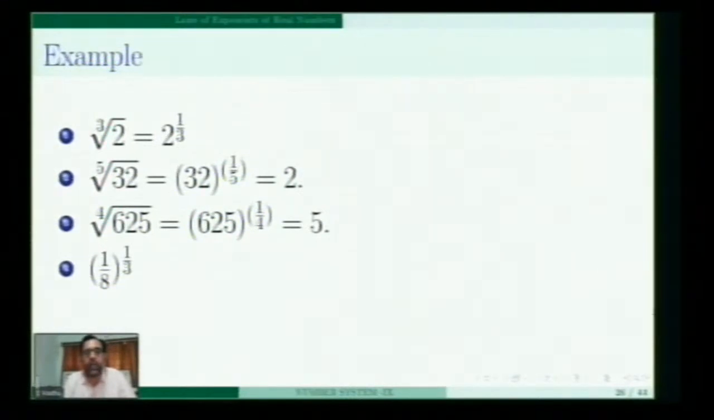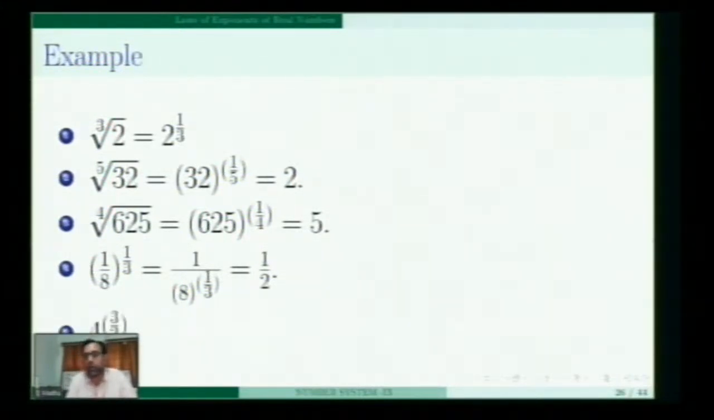Then 1 by 8 raised to 1 by 3. Here you have to do some small work. I will write it as 1 to the power 1 by 3 divided by 8 to the power 1 by 3. So 1 to the power 1 by 3 is 1 only. 1 divided by 8 to the power 1 by 3 will be there. That is, in the denominator you have to find the cube root of 8, which we already know is 2. So this is the one.